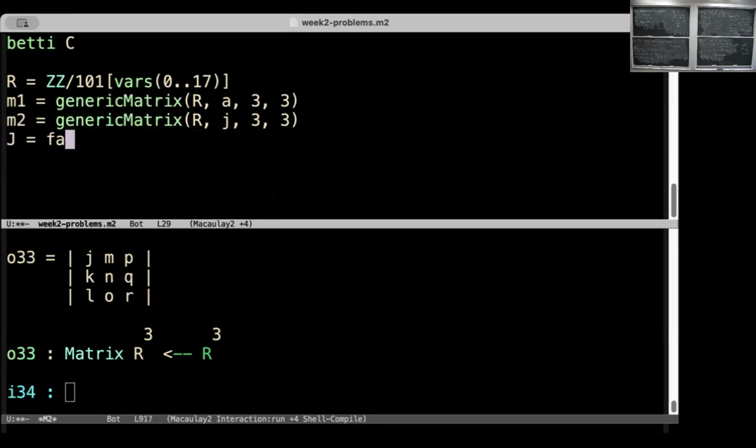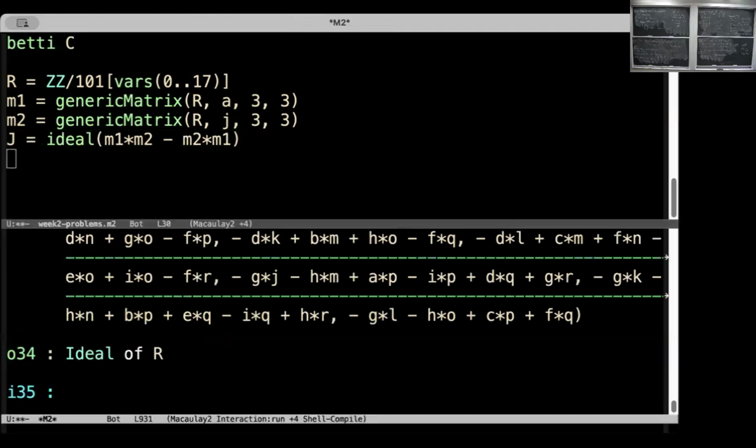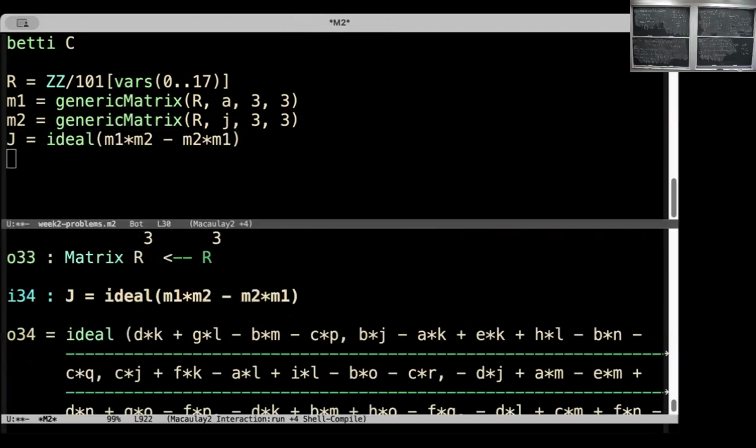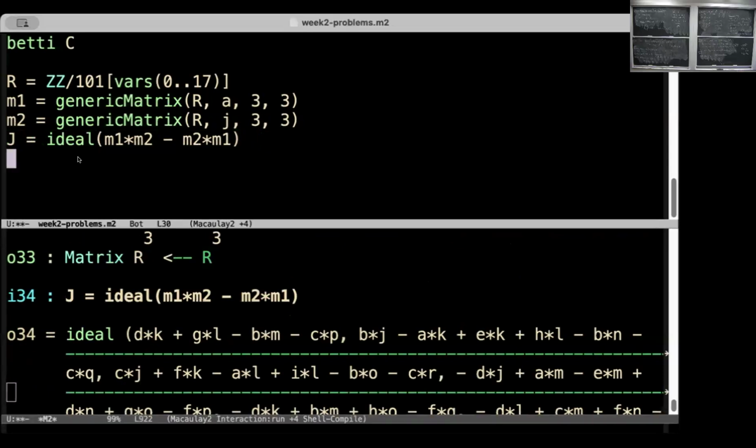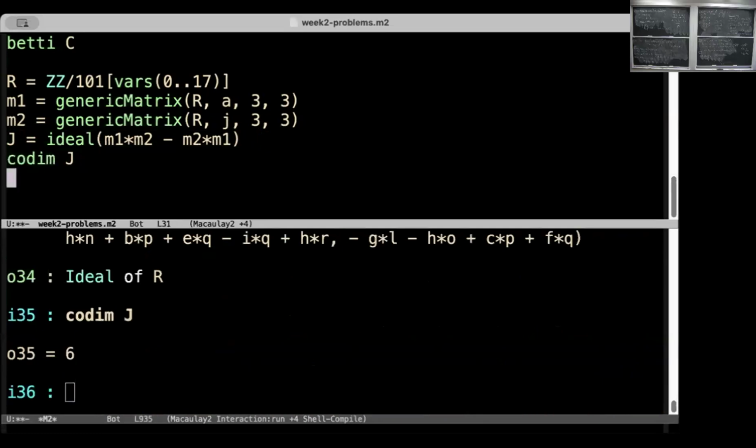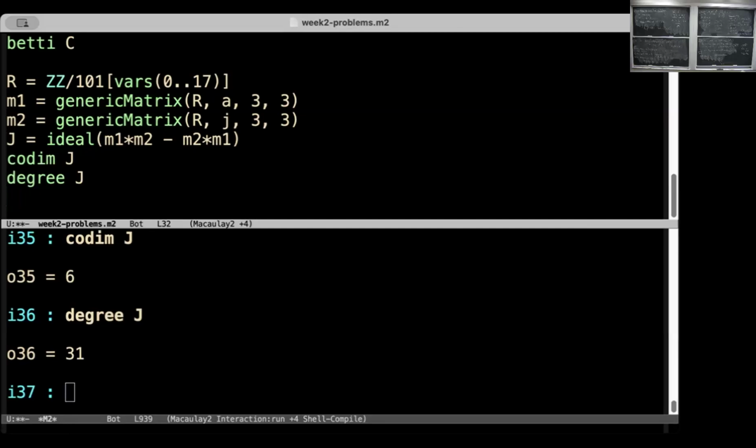Now, in this case it doesn't really matter whether they're one way or the other. I'm going to take the commuting matrices, so M1 times M2 minus M2 times M1. Actually, I'm going to just take the ideal of that matrix, which is the ideal of all entries. And this ideal is a whole bunch of quadratic polynomials in 18 variables. There are 9 of these equations, but really only 8 because the trace of AB and trace of BA are the same thing. So for instance, if I do codimension of J, I get 6. Degree of J, 31, whatever.